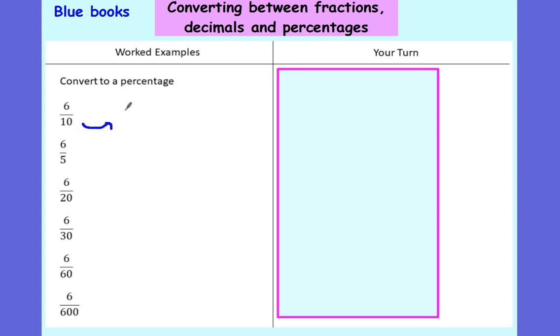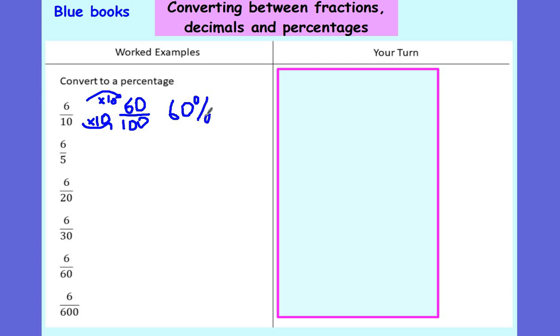6/10, just as before, I'm going to put that over 100. To get from 10 to 100, I've multiplied by 10. Doing the same to my top number gives me 60. So 6/10 is going to be equal to 60%.